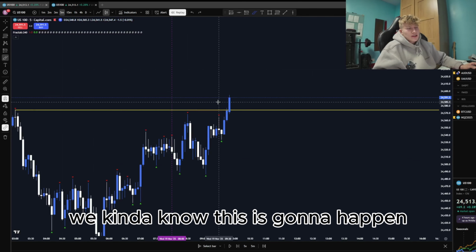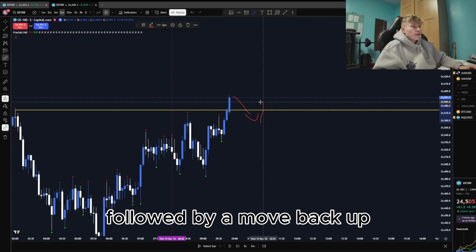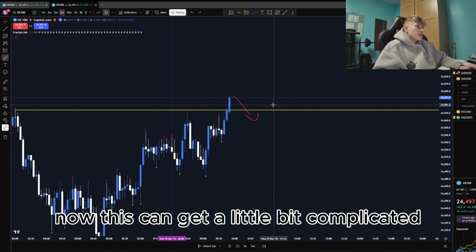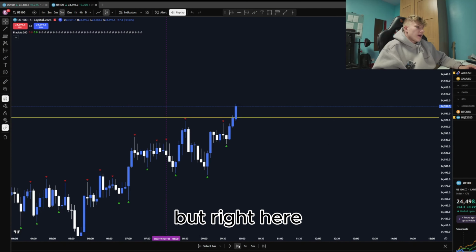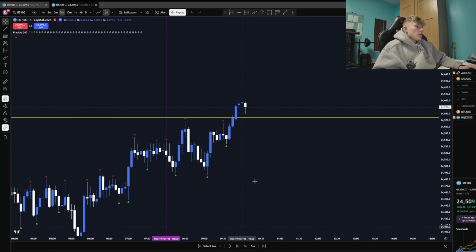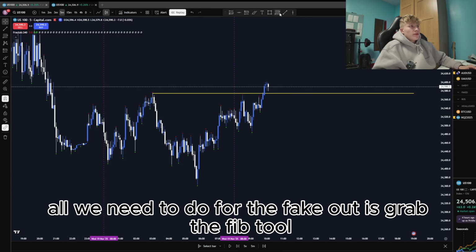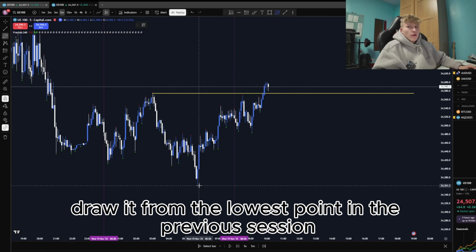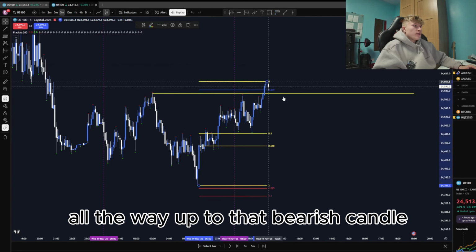We kind of know this is going to happen because it happens quite a lot, and we're waiting for a bearish candle right here, followed by a move back up. Now this can get a little bit complicated, especially if it is the manual fake out, but right here we're going to wait for the first bearish candle to form, which we get right here. Now all we need to do for the fake out is grab the fib tool, draw it from the lowest point in the previous session and the current session all the way up to that bearish candle.